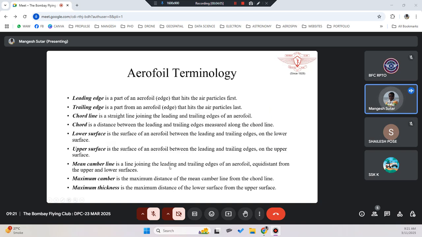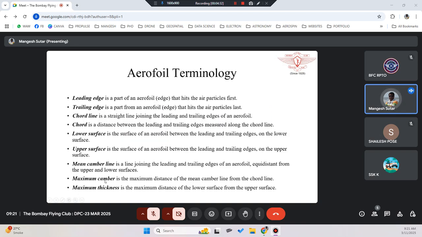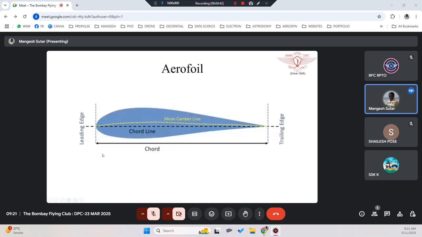Mean camber line is the line joining the leading and the trailing edge of the airfoil, equidistant from the upper and the lower surface. Whereas the maximum camber is the maximum distance of the mean camber line from the chord line, and this is supposed to be the thickness. Okay, so maximum thickness is the maximum distance of the lower surface from the upper surface. That means this distance. Okay, this is the distance we're talking about. Whereas the distance between the chord line and the mean camber line is your maximum camber. How much camber is the maximum distance between the camber line and the chord line. Whereas the thickness is the maximum distance of the lower surface from the upper surface. So this is the thickness.